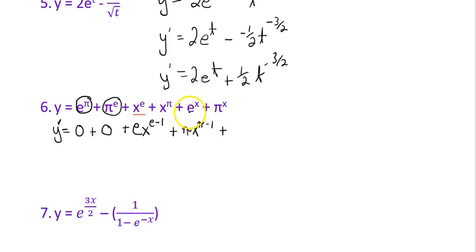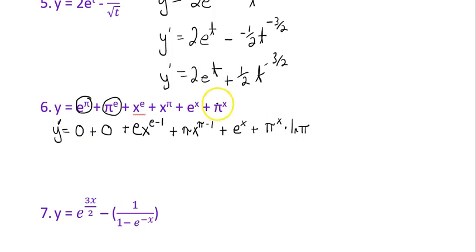Next, e to the x is the exponential rule that we're learning today, and the derivative of e to the x is e to the x. And then finally, pi to the x is also the exponential rule, so we copy that down and multiply by the natural log of the base, which in this case is pi.